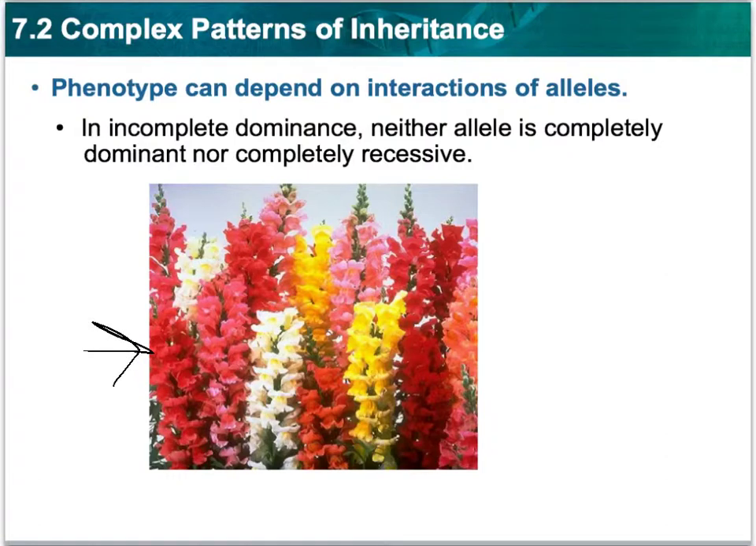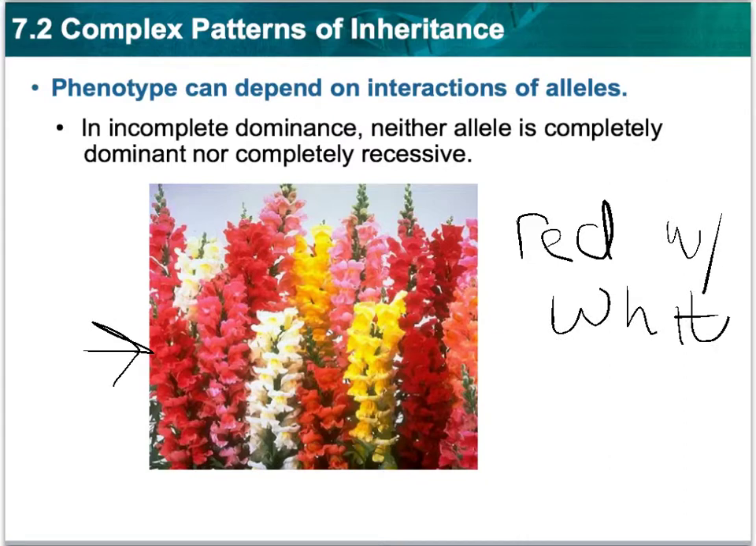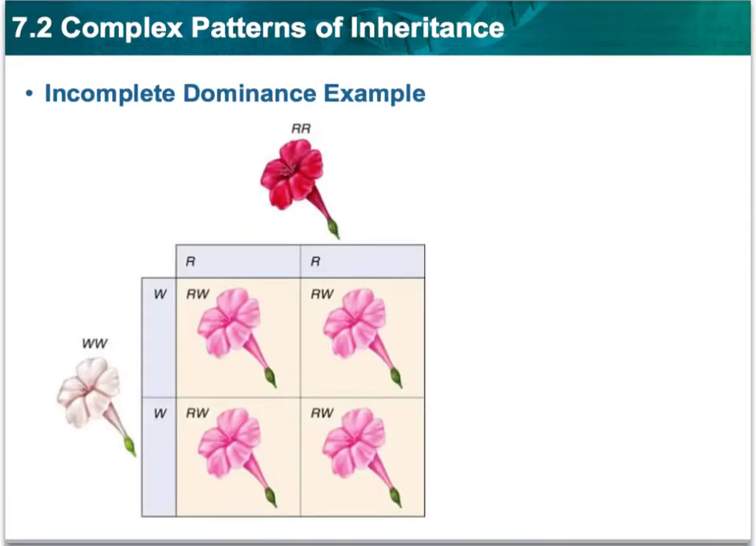So if you cross-pollinate a red snapdragon with a white snapdragon, you're going to end up with a pink snapdragon. So here are 4 o'clock plants. And this is a pretty common exception to Mendel's principle. So some alleles are neither dominant nor recessive.